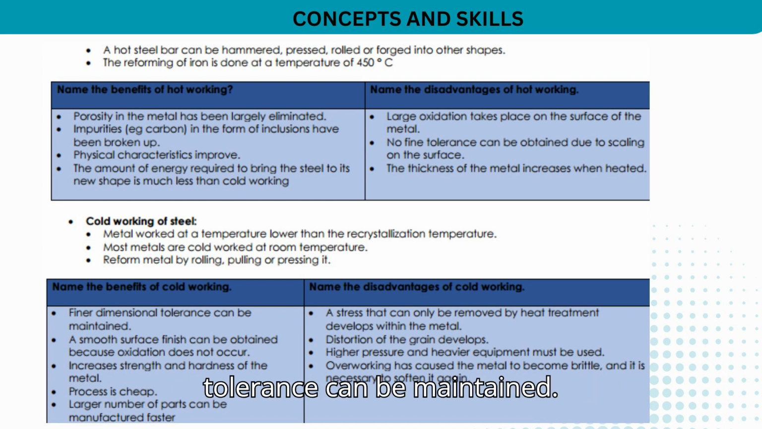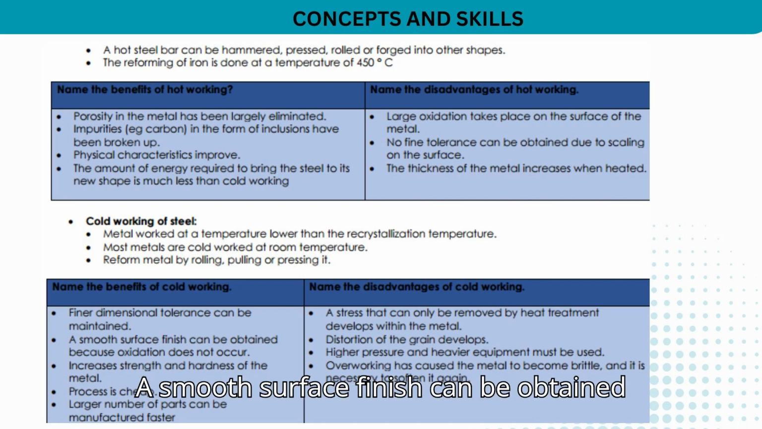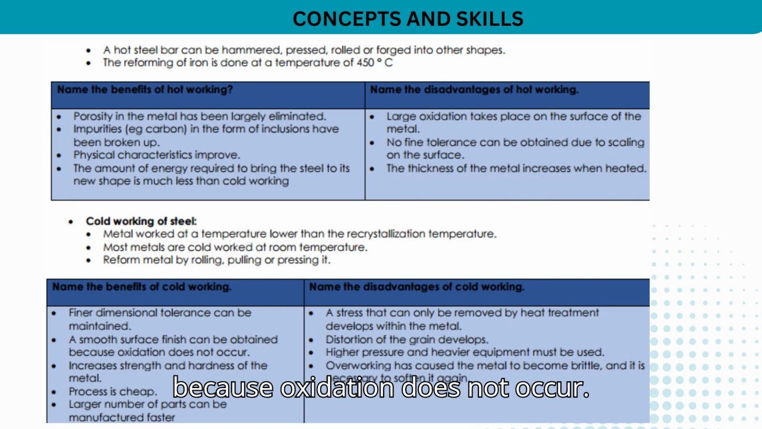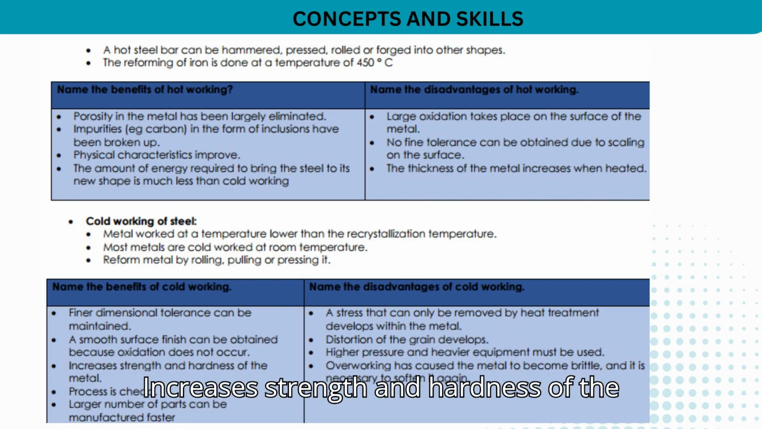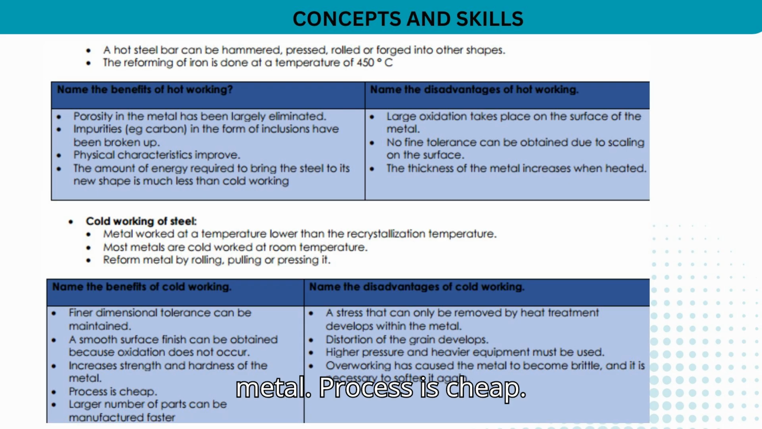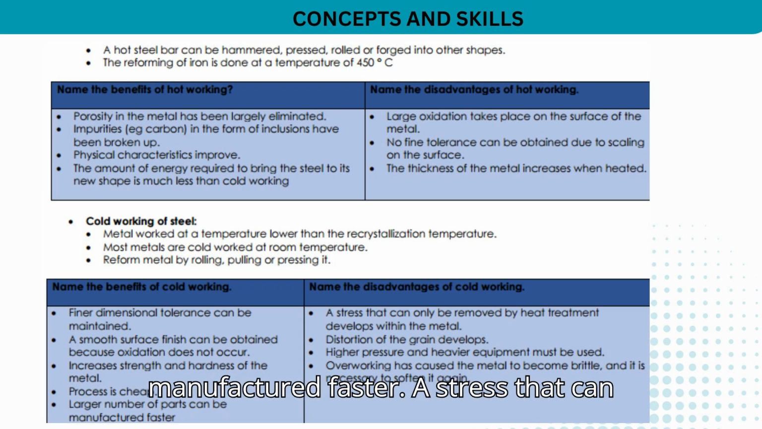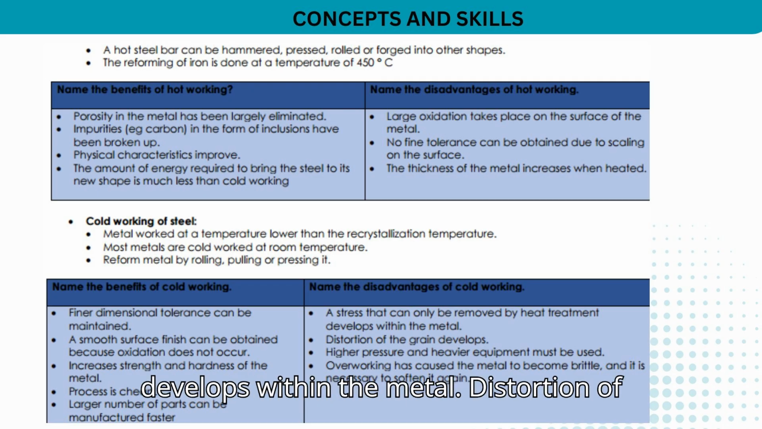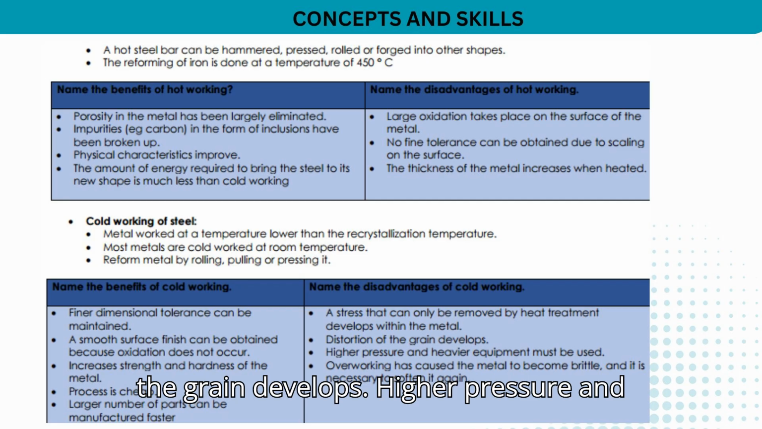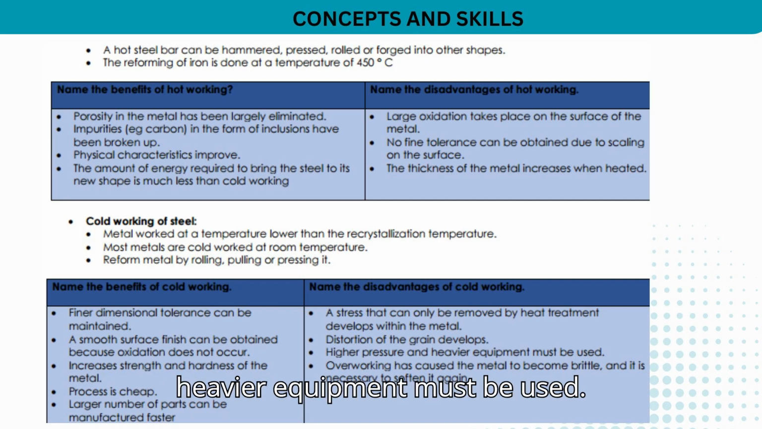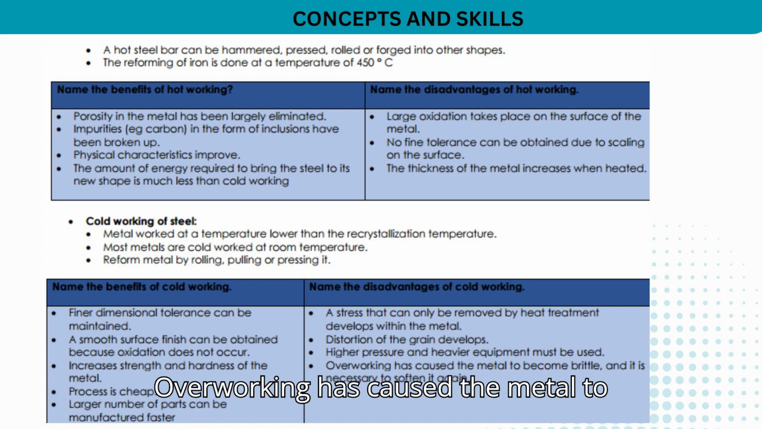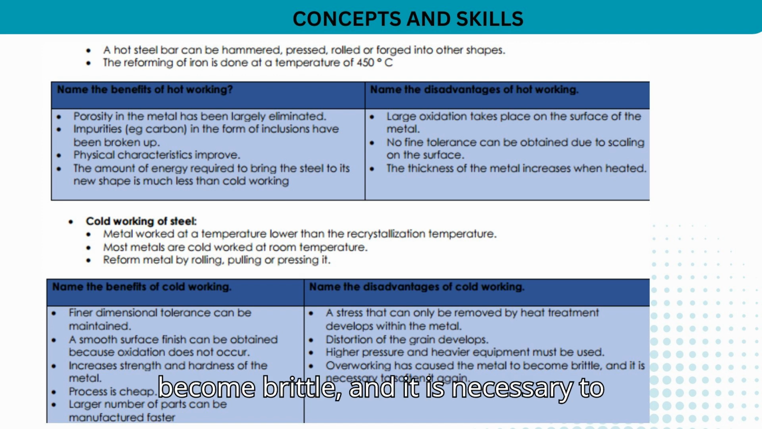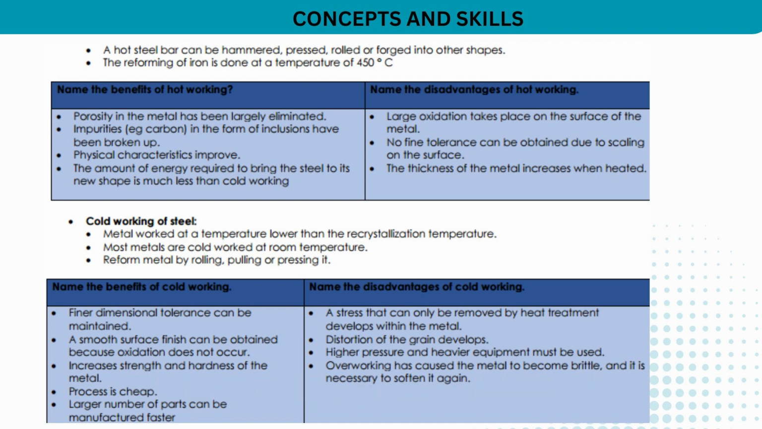Benefits: finer dimensional tolerance can be maintained. A smooth surface finish can be obtained because oxidation does not occur. Increases strength and hardness of the metal. The process is cheap. A larger number of parts can be manufactured faster. Disadvantages: a stress that can only be removed by heat treatment develops within the metal. Distortion of the grain develops. Higher pressure and heavier equipment must be used. Overworking causes the metal to become brittle, and it is necessary to soften it again.